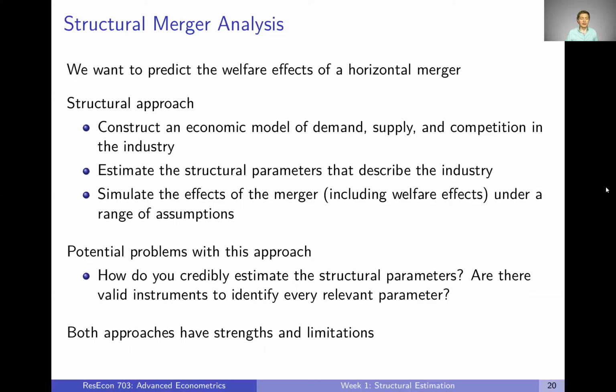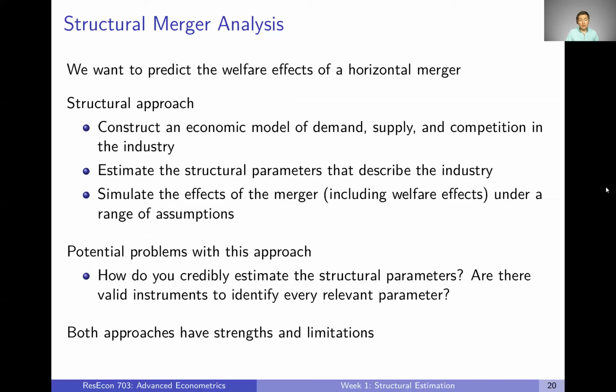Of course, this comes with its own set of problems. How do you credibly estimate the structural parameters? A lot of times we think about finding instruments that we can use to identify every one of these parameters, but we don't always have a good set of instruments to identify every relevant parameter. So it's not that this comes without problems, it's just that it comes with a different set of problems. But if we can overcome this problem of credibly estimating structural parameters, then it sets up a really nice framework for credibly thinking about the effects of a horizontal merger.